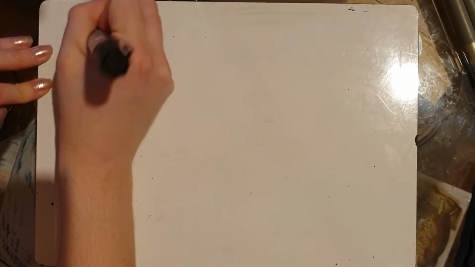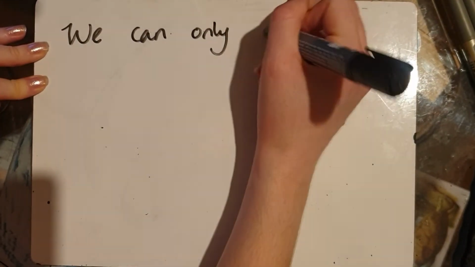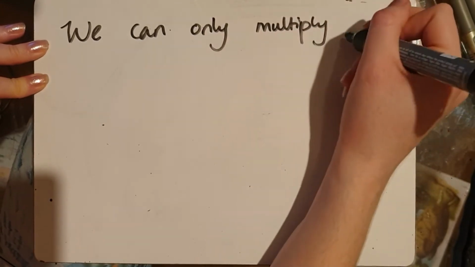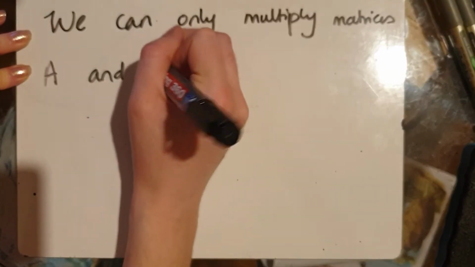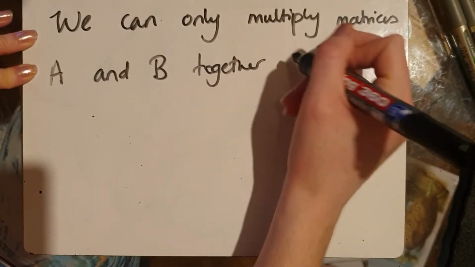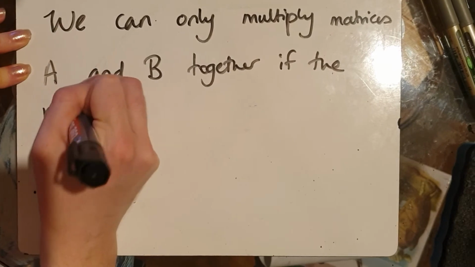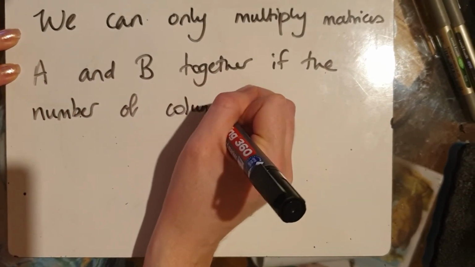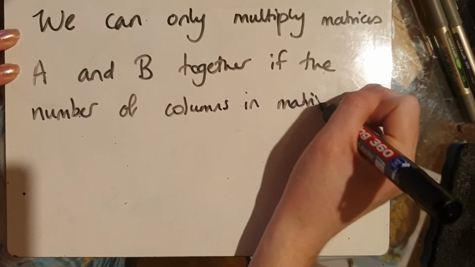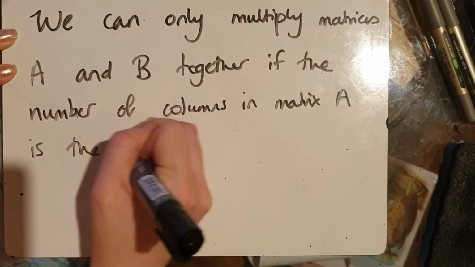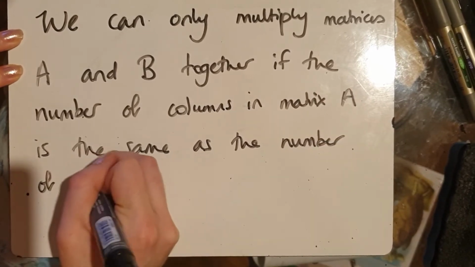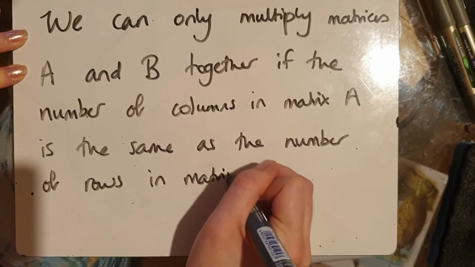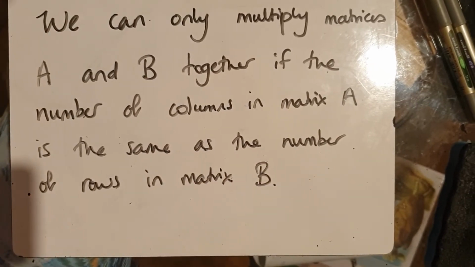So let's turn that into some notes. We can only multiply matrices A and B together if the number of columns in matrix A is the same as the number of rows in matrix B. So pause and copy that down, please.